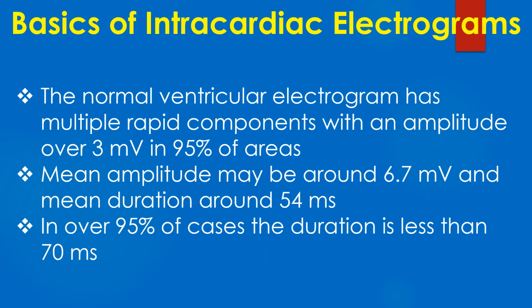The normal ventricular electrogram has multiple rapid components with an amplitude over 3 mV in 95% of areas. Mean amplitude may be around 6.7 mV and mean duration around 54 milliseconds. In over 95% of cases, the duration is less than 70 milliseconds.